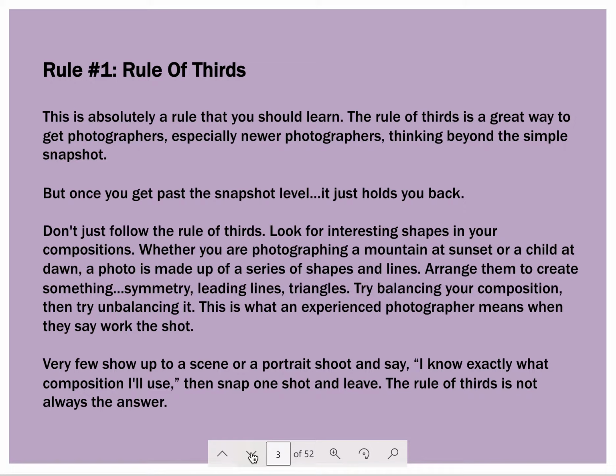Eventually, though, once you get past this, you don't want to just follow it. You want to start looking for interesting shapes. You want to start trying to figure out ways you can create things to balance your composition and then maybe even unbalance it. These are the kinds of things that an experienced photographer means when they say that they're working the shot. Almost nobody shows up to a scene and says, I know exactly what I'm going to do. They have an idea, but they don't show up, take a picture and leave, right? The rule of thirds just simply is not always the answer.